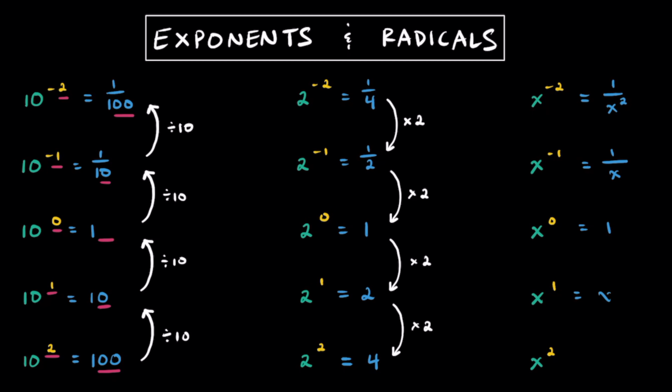X to the first power is x, and x to the second power is equal to x squared. As we increase the value of the exponent by 1, the value of the power becomes x times bigger. As we decrease the exponent by 1 each time, you can see that we're actually taking the value and dividing it by x.